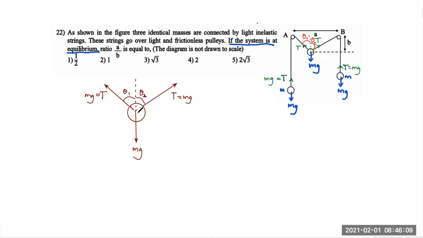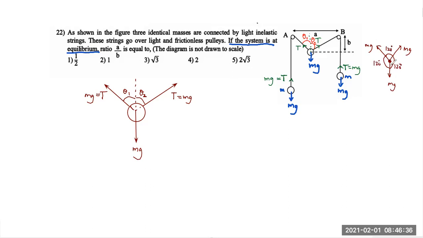Without wasting time, three forces are acting on a body, equal forces for that matter. The value is mg, mg, mg. That means the object can be at equilibrium only when these three angles are equal: 120, 120, 120.